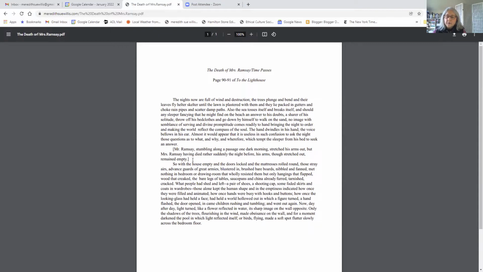And then here's the famous part, this little part in brackets, and Virginia Woolf put the brackets in too, where out of all this description, suddenly we get this sentence: "Mr. Ramsay, stumbling along a passage one dark morning, stretched his arms out, but Mrs. Ramsay, having died rather suddenly the night before, his arms, though stretched out, remained empty." And then we go into a long description of the empty house back at the beach.